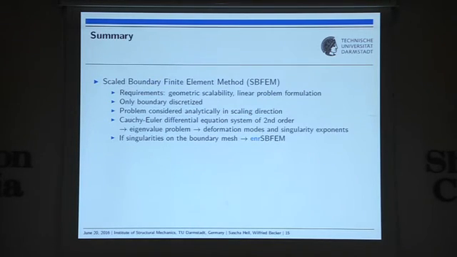Okay, so I want to conclude. The scaled boundary finite element method is actually a semi-analytical finite element method with 2 further requirements, which are geometric scalability and also a linear problem formulation. But only the boundary has been discretized, and the problem can be considered analytically in a scaling direction. This results in a Cauchy-Euler differential equation system of 2nd order, which can be transformed into an eigenvalue problem, which directly gives the deformation modes and singularity exponents.